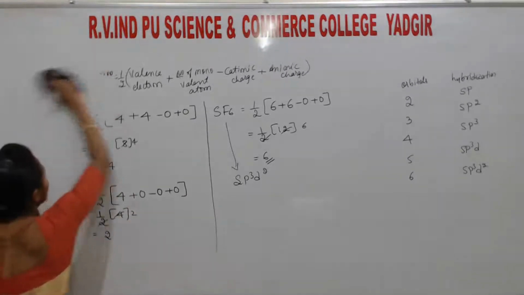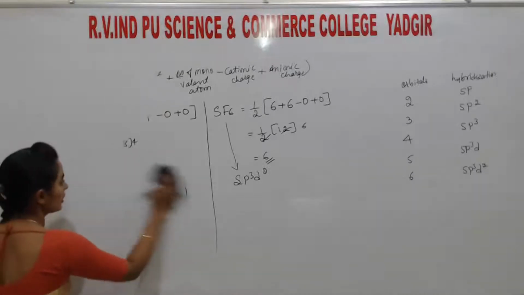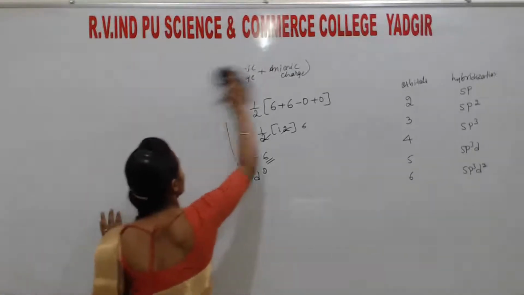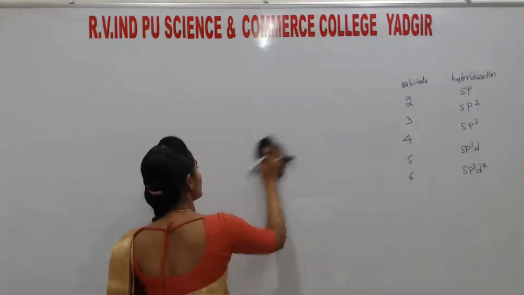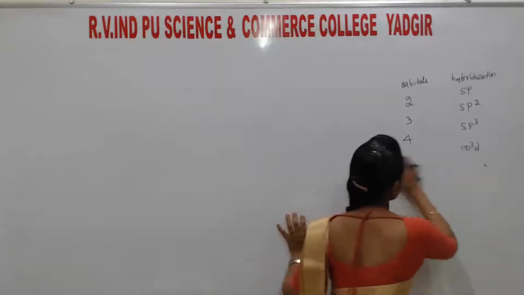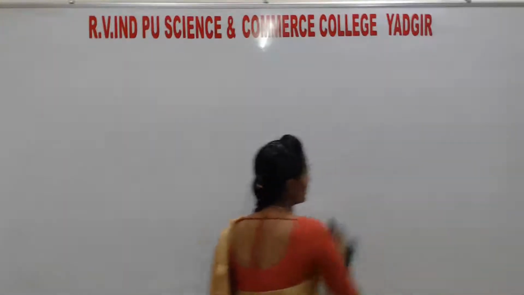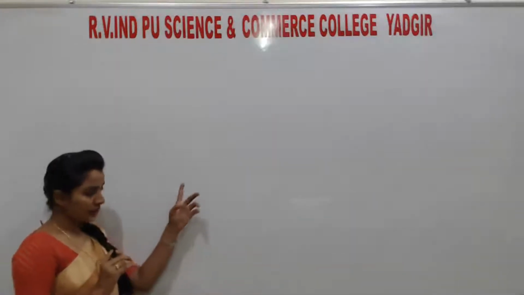So this is all about hybridization. In this hybridization, of course, some terms are there, called bond parameters. Before explaining that, I'll explain the limitations of hybridization. So what is that limitation? Listen.